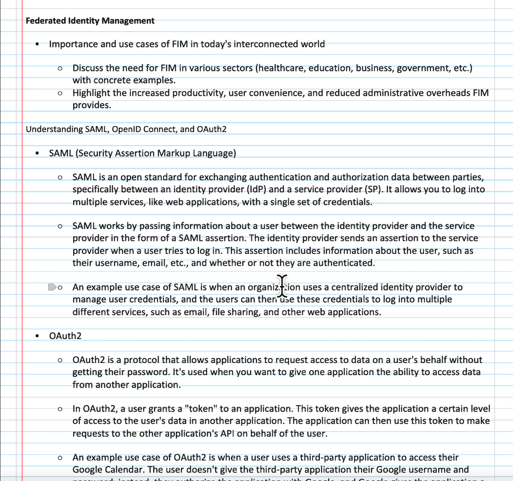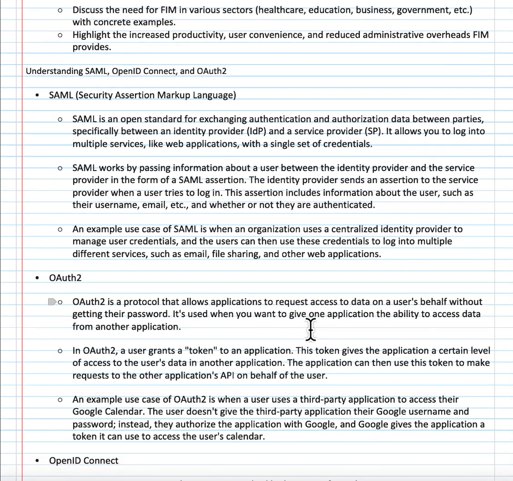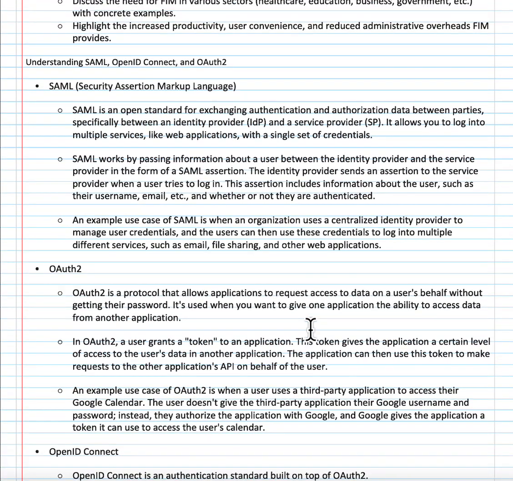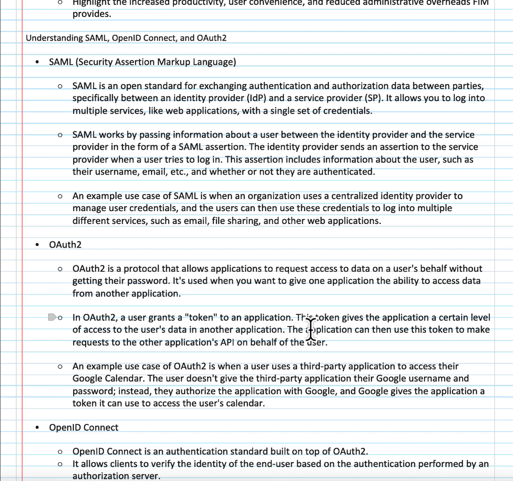Now, when you're dealing with FIM, there are some various protocols that you're going to be focused on. And you'll see these in the CISSP exam. These are something you need to be aware of and how to deal with them. Now, we're going to talk about SAML, OAuth 2, and OpenID Connect.